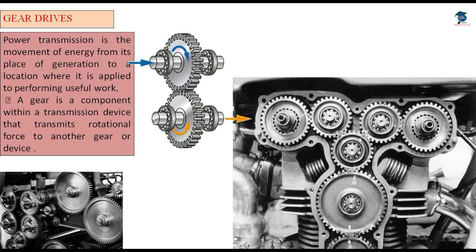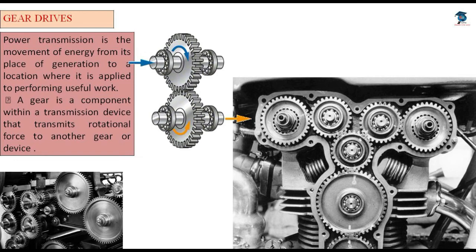A gear is a component within a transmission device that transmits rotational force to another gear or device. In the case of rope and belt drives, we have seen that they are used when driver and driven pulleys are not in contact, and hence the power transmitted will be lost due to slip and creep. Also due to frictional losses, the efficiency of power transmission in such devices is less. Whereas power may be transmitted from one shaft to another by means of mating gears with high transmission efficiency.